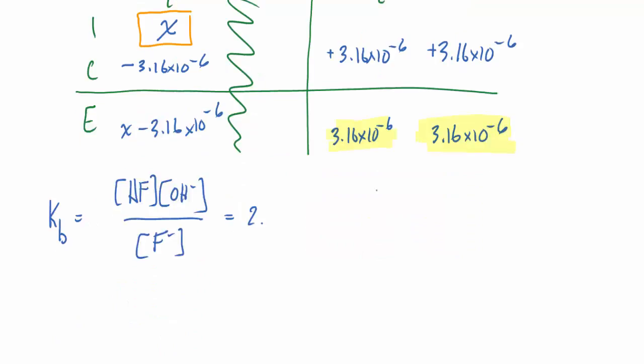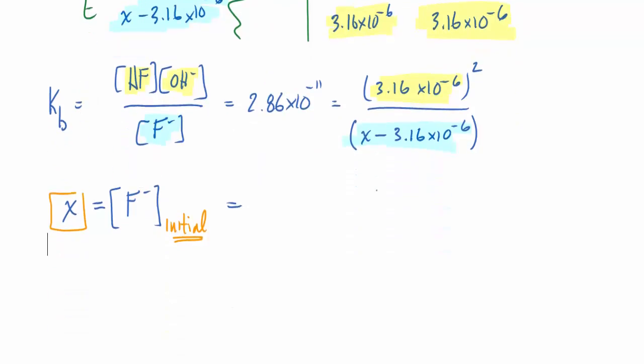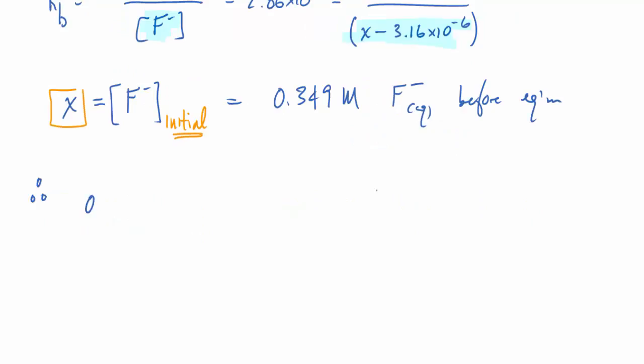Writing down the Kb expression now, we have products over reactants, and this should be equal to 2.86 × 10^-11, which we worked out before. Putting in now the concentrations for hydrogen fluoride and hydroxide on the top here in yellow, and on the bottom the fluoride ion concentration, which is in blue, as X minus 3.16 × 10^-6. So X is our fluoride ion concentration. It's the initial one, the one we're after, and that is, if you calculate this, 0.349 molar of fluoride ion before the solution comes to equilibrium.